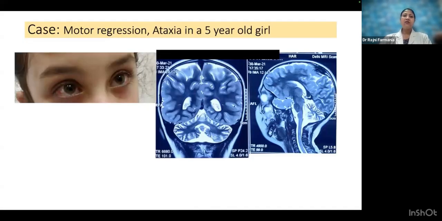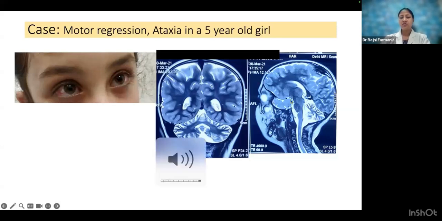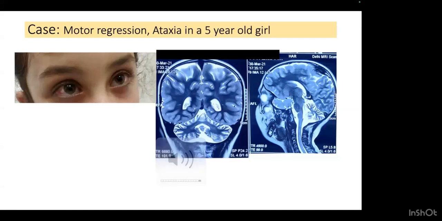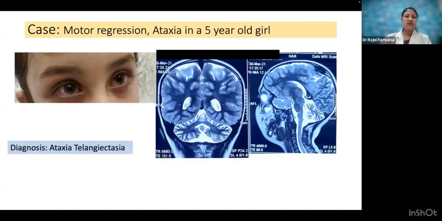So another case, it's a case of ataxia. It's a 5-year-old girl. The child had motor regression, and on examination, the child had very red eyes. So this was telangiectasia. And when we did an MRI scan, the child already had ataxia, so we expected the cerebellum to be affected. The cerebellum shows the child had cerebellar atrophy. So the telangiectasia and atrophy go in favor of ataxia telangiectasia.